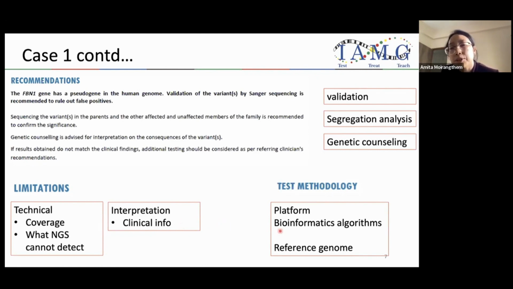Then there is test methodology, which gives you the information regarding what platform for sequencing is used, what capture kit is used, the various bioinformatic algorithms used. And here I would like to mention that we should give particular attention to the reference genome that is being used, as right now we are in the process of a shift from the older GRCh37 to 38. So the further interpretation of the variants depends on what reference genome is being used in that particular test.